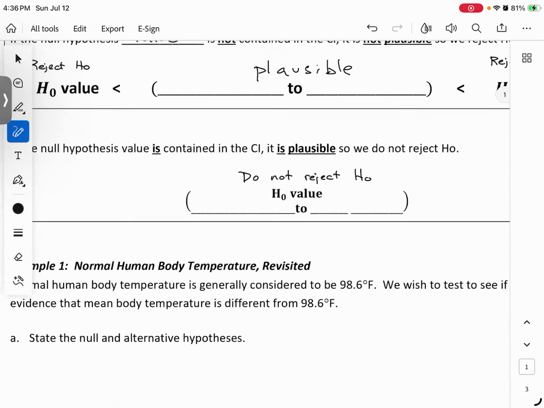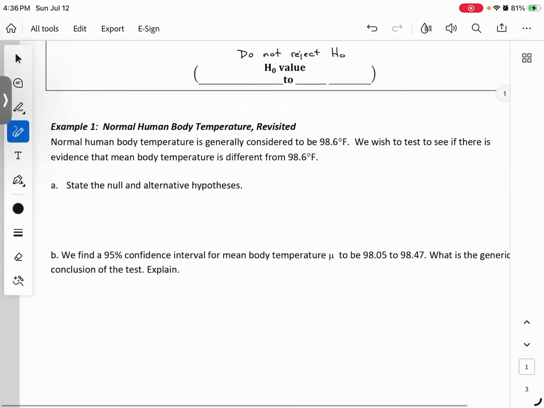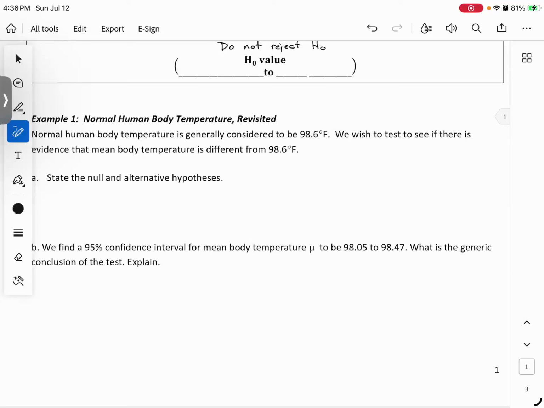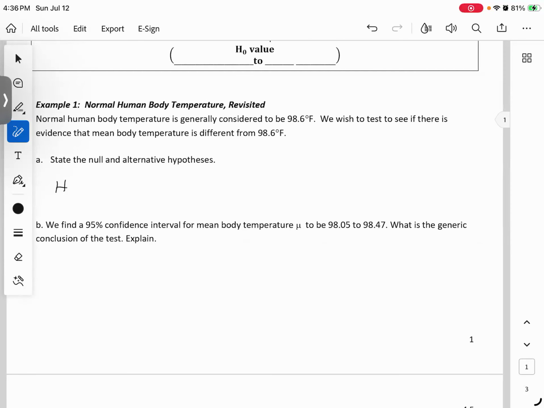So let's see how this works. Now, we did one back in chapter 3, which was looking at whether 98.6 is plausible or not as a value for the normal human body temperature. We're going to start off by seeing what's being tested with our H0 and HA. Right here's the magic word. We wish to test if there's evidence that the mean body temperature differs from 98.6.